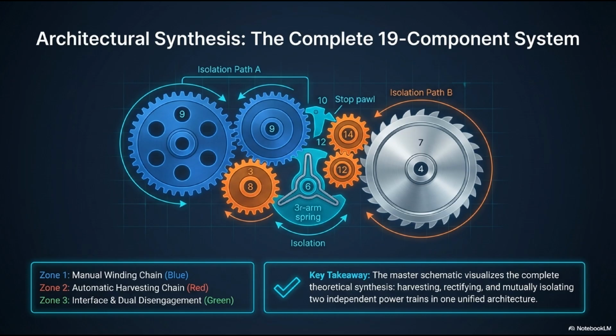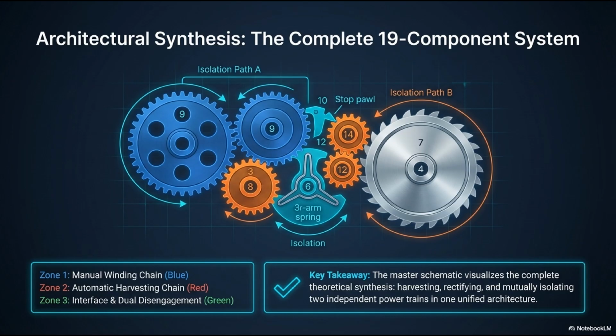Trace the flow. When the rotor spins, energy flows through the red reduction wheels, 9, through the locked three-arm spring, 6, driving the pinion, 12, to turn the ratchet, 4, and wind the watch. Meanwhile, the tangential force of the ratchet physically pushes the auxiliary wheel, 3, out of the way along isolation path A, completely severing the blue manual train to prevent drag.